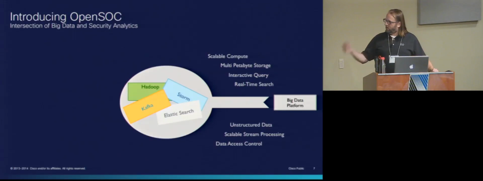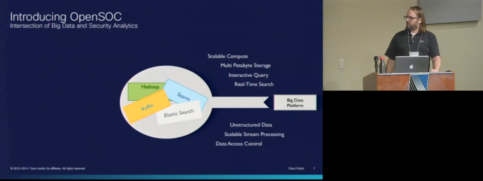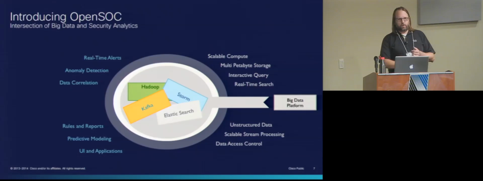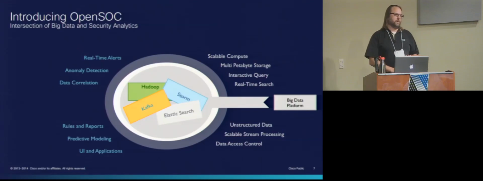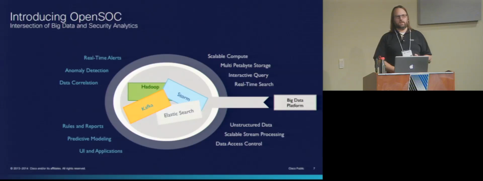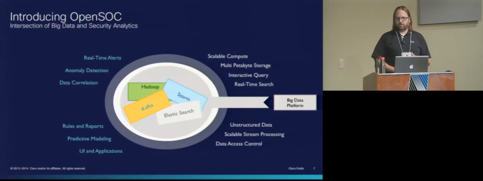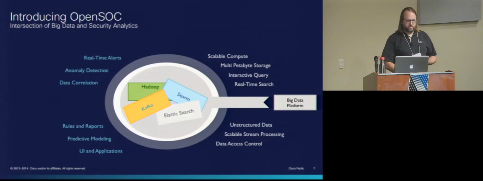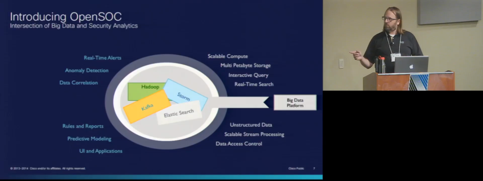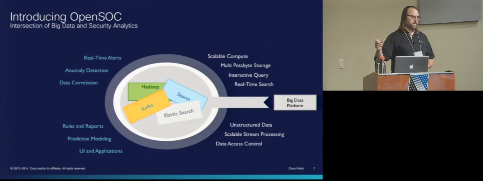Interactive queries, real-time search, unstructured data, scalable stream processing. Put those together. Now you have real-time alerts on all this data coming in at you at 10, 20, 50, 100 gigabits a second. Anomaly detection, data correlation, rules and reports, predictive modeling, UI and applications. This is all available to you as OpenSOC, free, available.